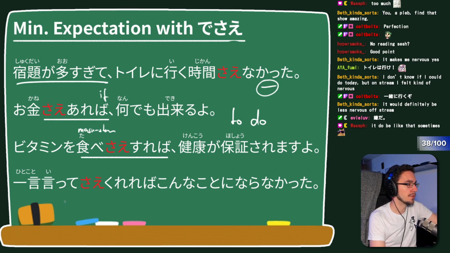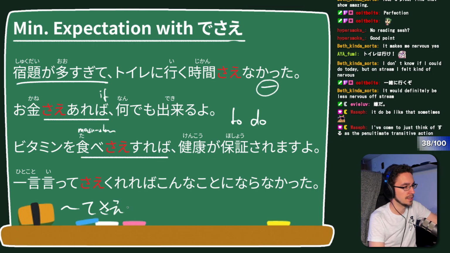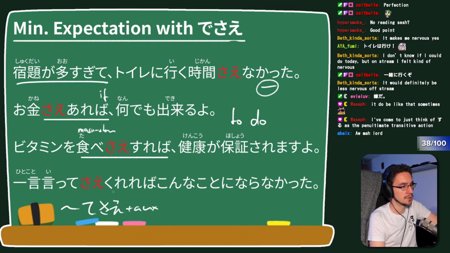And then here the other version being, as we discussed, te plus sae plus an auxiliary. And the auxiliary is just what you would have usually.